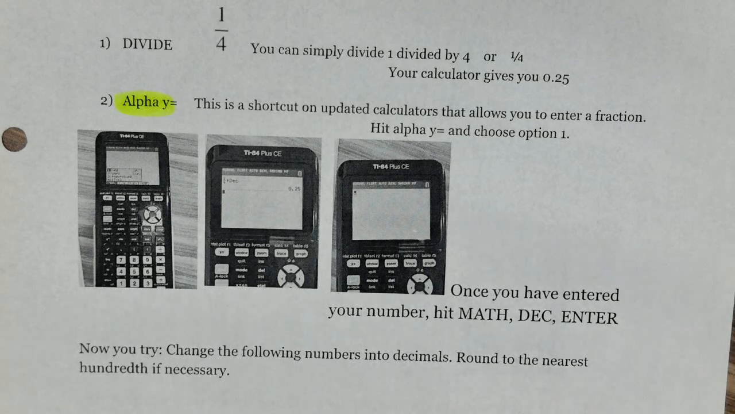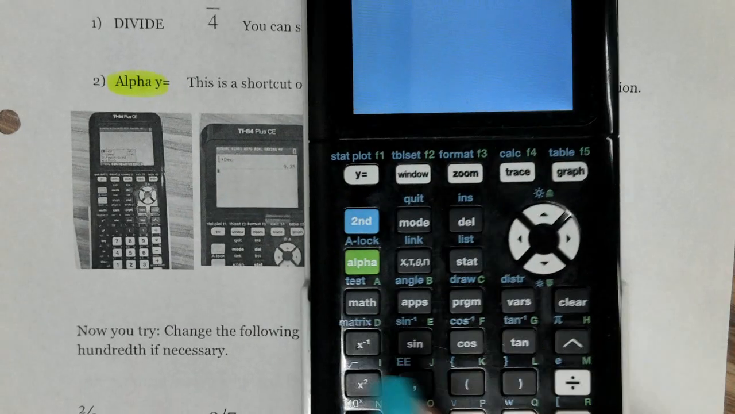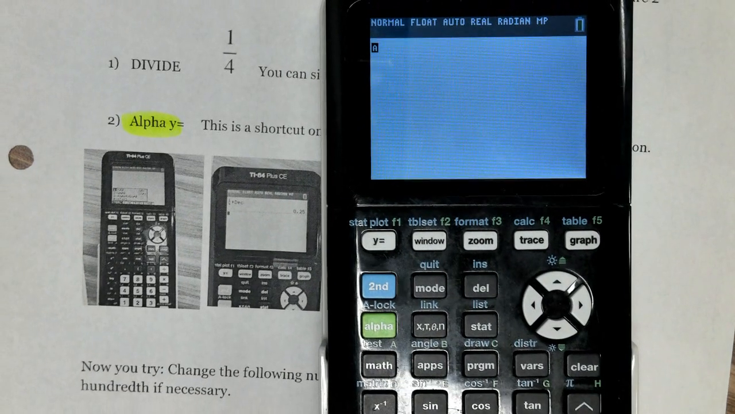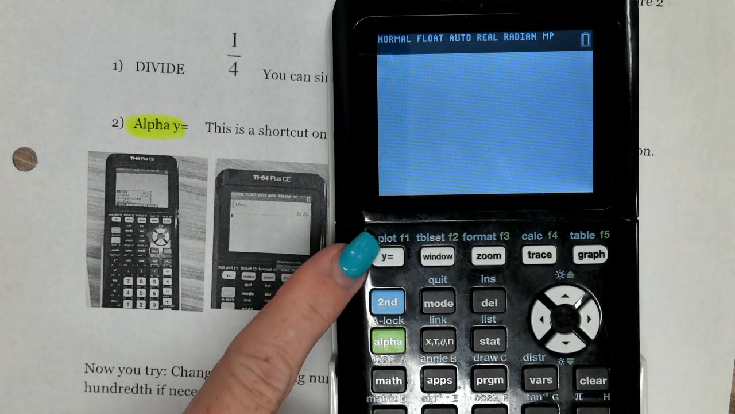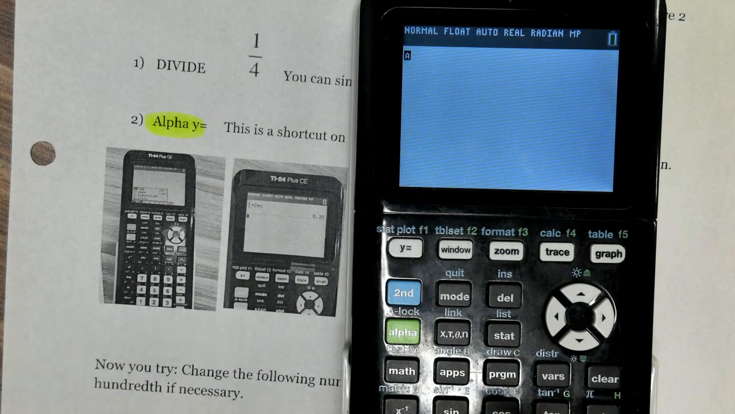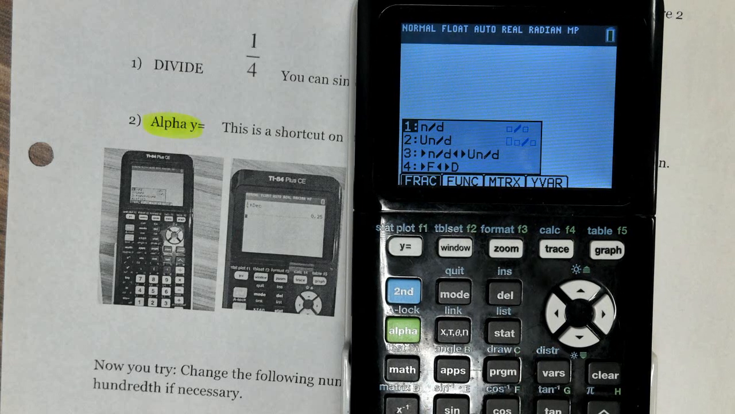Now, these calculators are updated, but they are kind of old, like we've had them for over 5 years. So some of the buttons have probably rubbed off. So I'm going to show y'all where they are in case your calculator doesn't have it. So everybody look. The green button is alpha, so you push it 1 time. And then the y equals button is the top left button. Even if it's rubbed off, that's where it is. So you push it 1 time, and this screen will pop up.